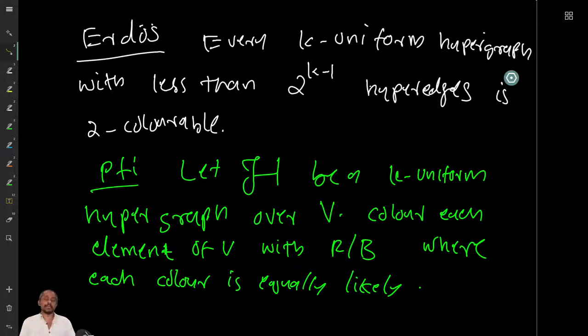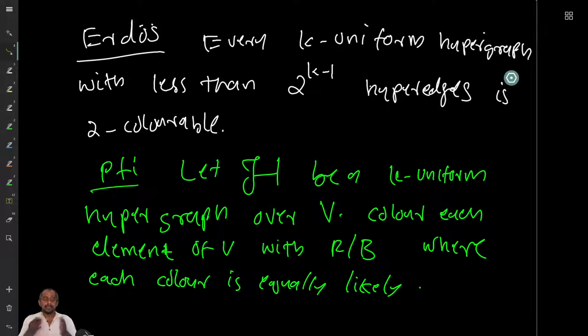Now, how do you prove this? If you recall your lectures so far, we first define a random experiment and then show that such a coloring exists. Since we want to show existence of a coloring, the objects that appear with positive probability are the good two colorings. So we want to look at all possible two colorings. That is the random experiment. So let us come up with a two coloring of the hypergraph.